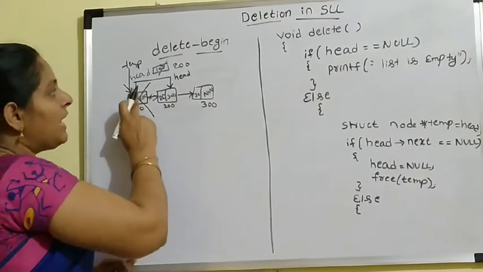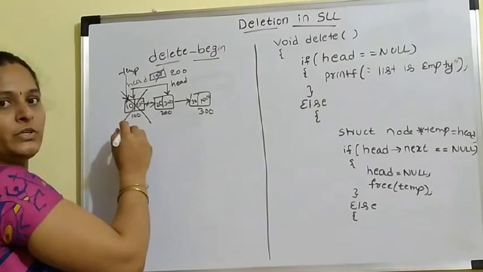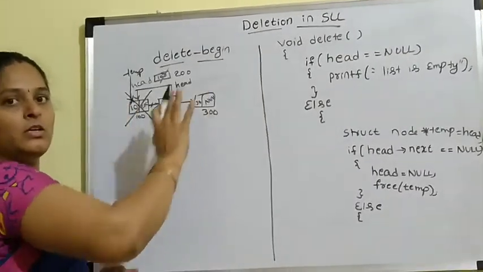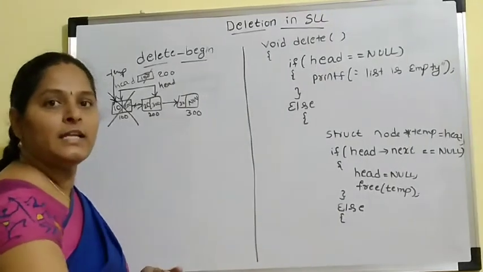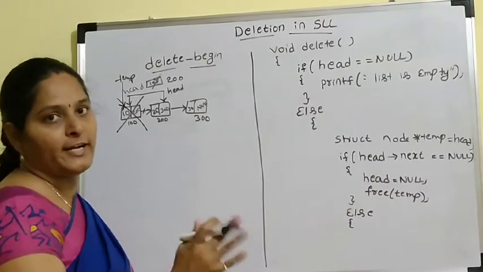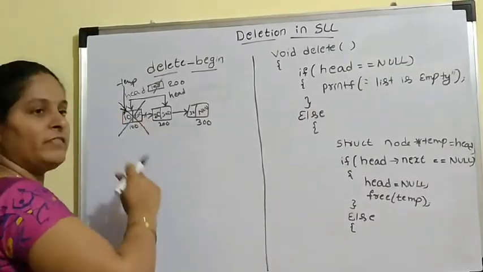So after moving the head pointer, you just remove the first node. The first node is pointed to by temp. So just by using the free function, deallocate the memory for the temp node. Free temp. Okay, now see the code for how to delete the first node.